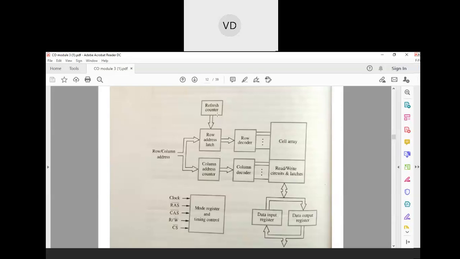We are having a refresh counter. By itself, automatically, it will start providing the address from 0, 1, 2, 3, 4 up to all the groups. So this refresh counter is used for giving the column address. For giving the column address sequentially, we are having this refresh counter. Then everything else is the same here.